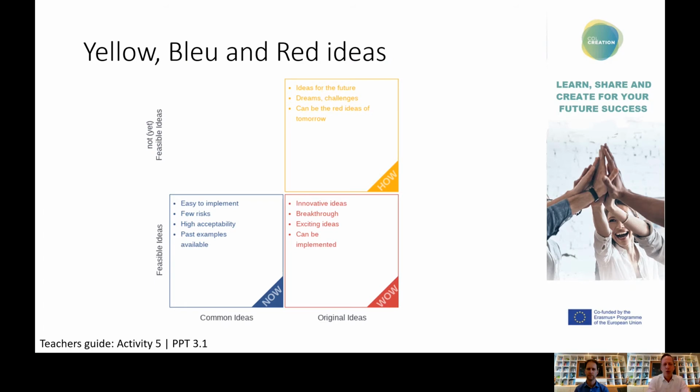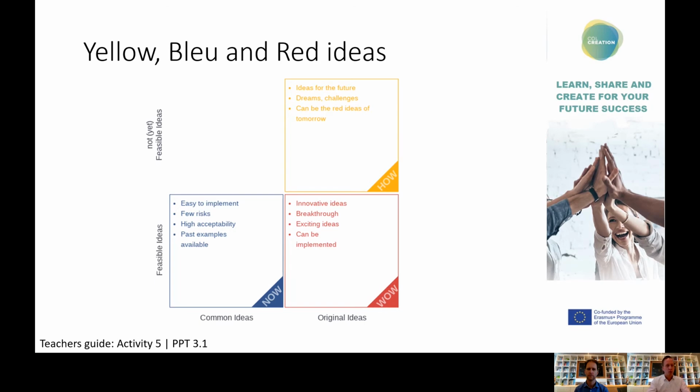Then you have all the ideas. You have made a lot. It's a pile of ideas. Then it's important to select your ideas into yellow, blue, and red ideas. Like this model is already saying, the blue ideas are the ideas to start with. It's easy to start because they're easy to implement, there are few risks and high acceptance within a company. So always start with the blue ideas.